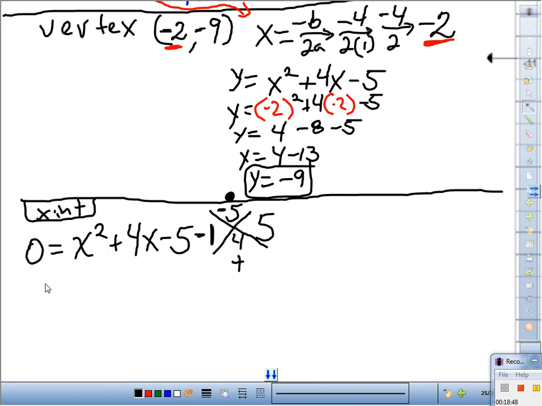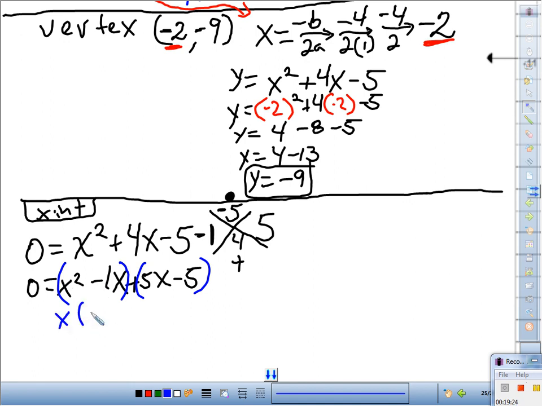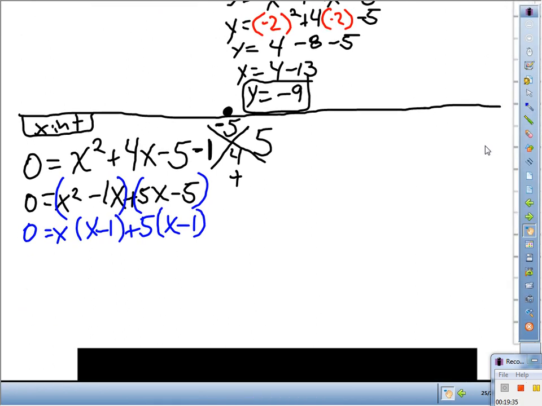There we go. So let's rewrite this one. 0 equals x squared minus 1x plus 5x minus 5. Can we group? Yes, these two, these two. What is the GCF for these two? x, we're left with x minus 1. GCF for these two, 5, times x minus 1. All that equal to 0. Are we done? No.